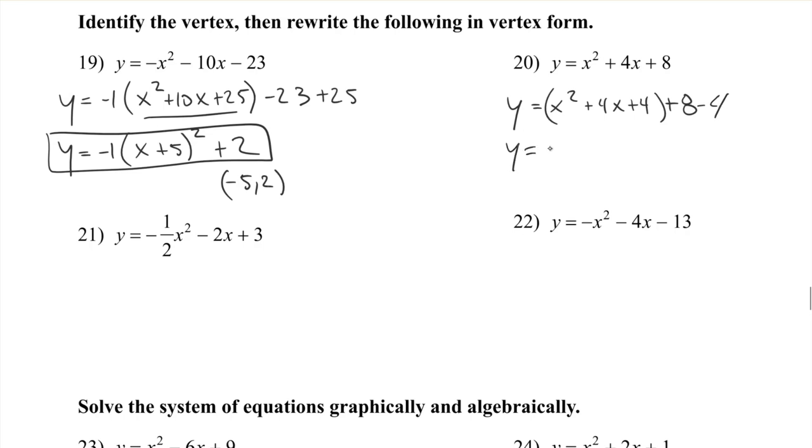So that's y equals the quantity x plus, what's half of 4? 2. That quantity squared, and 8 minus 4 is 4, so plus 4. So here our vertex is -2, 4.